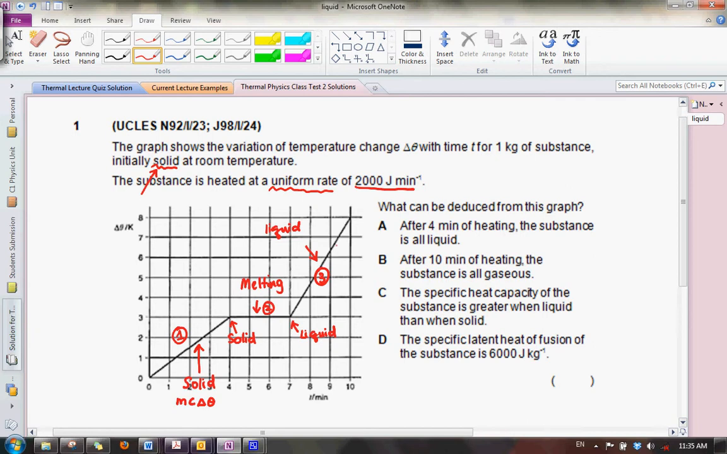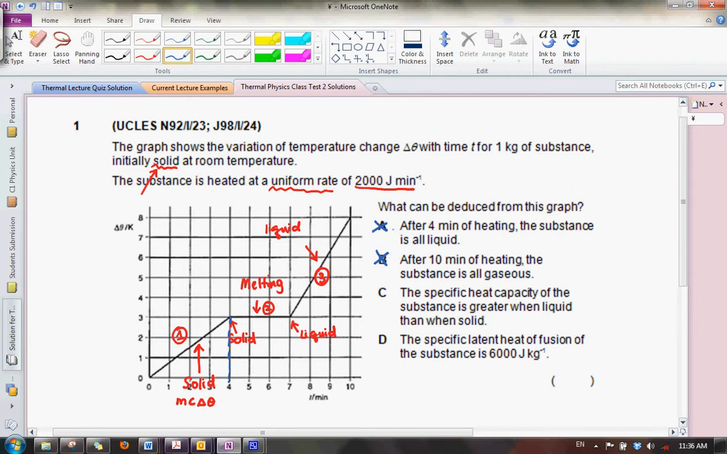So let us look at statement A. In statement A, you are told that after 4 minutes of heating, the substance is all liquid. If we look at this particular point, which is at 4 minutes of heating, we can see that it is only starting to melt, so it is still all in solid phase, so it is not a correct statement. In B, you are told that after 10 minutes of heating, the substance is all gaseous. We can see that this object has not gone through another plateau region where it would become a gas, so this is also not true.